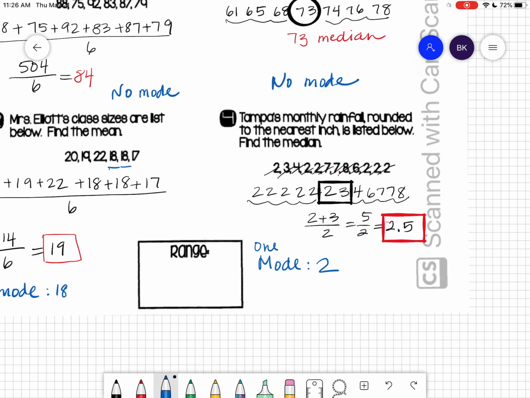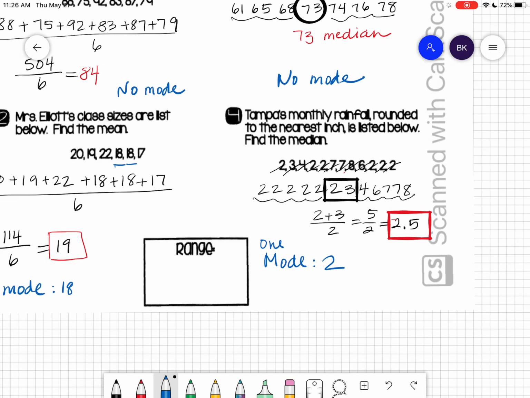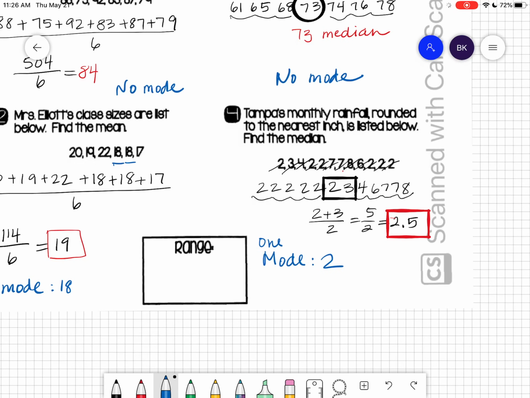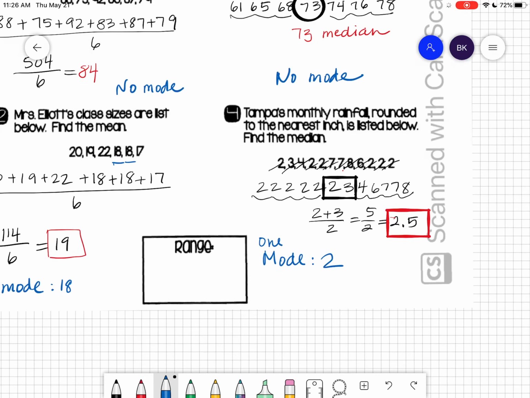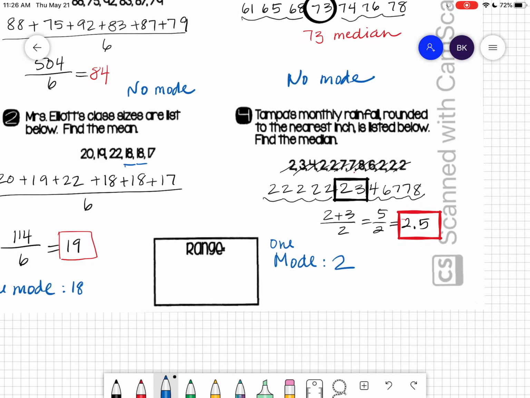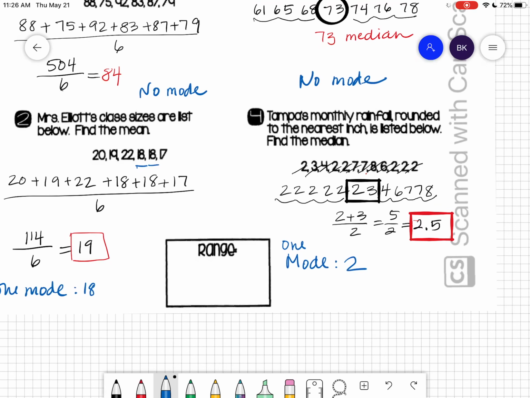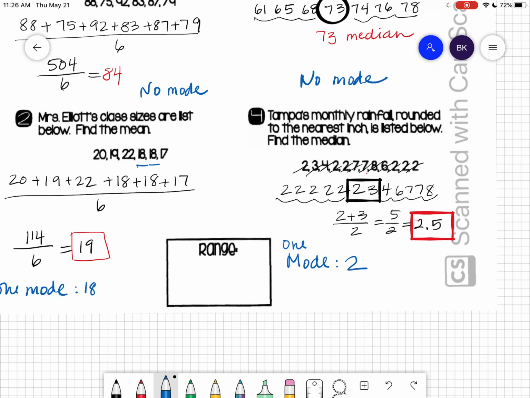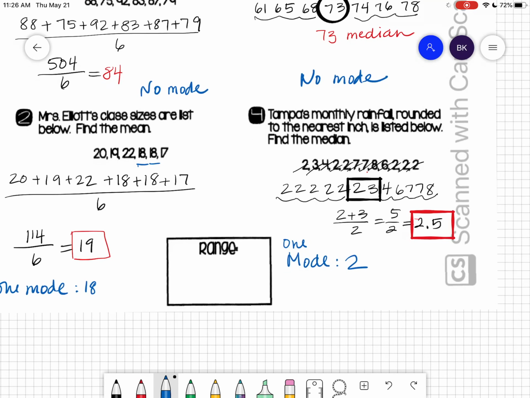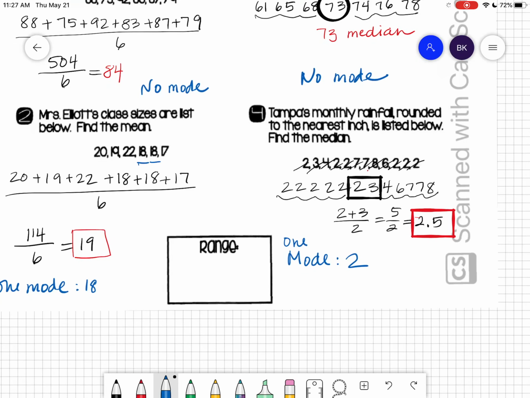Now, in this lesson, I would like to mention something about the range. A range is not a measure of center. It's a measure of variability, which is going to be covered in the next lesson. But this is just a simple example of how to find the range and what it is. The range in this data set is simply the difference between the biggest number and the smallest number.